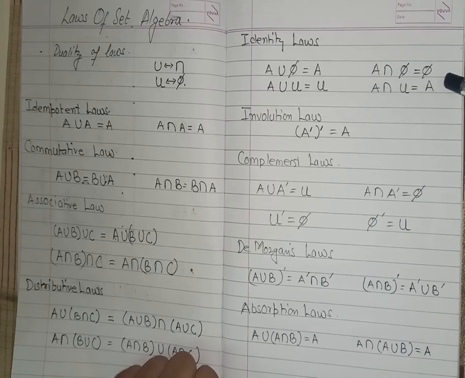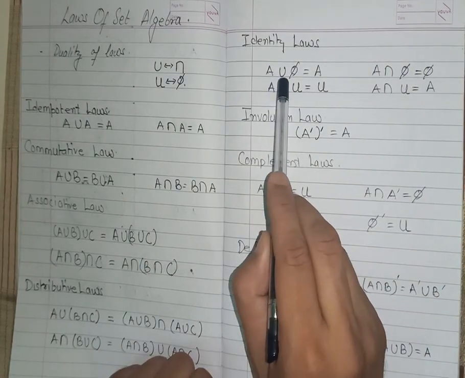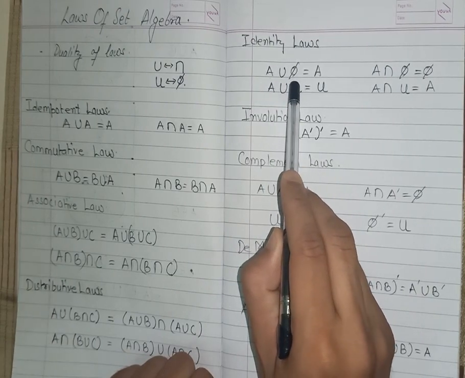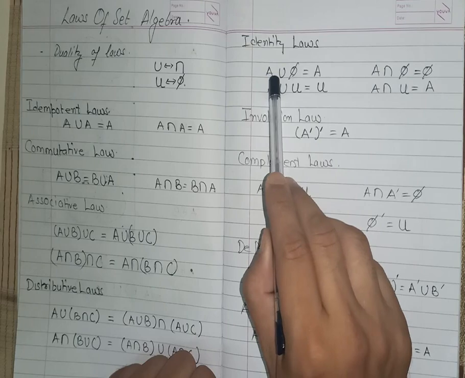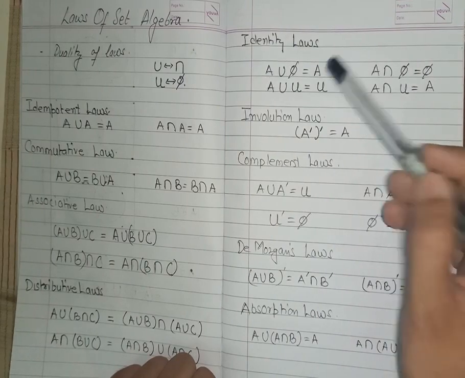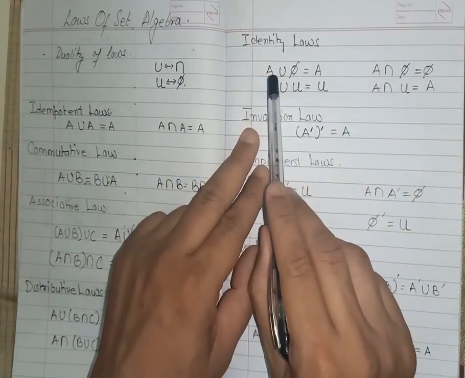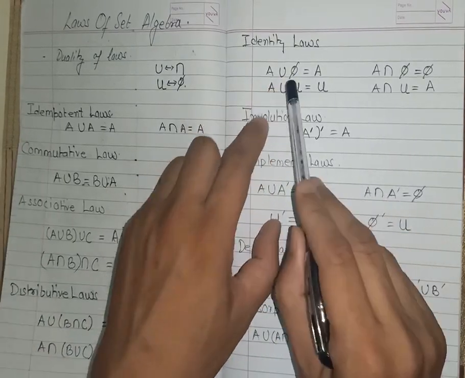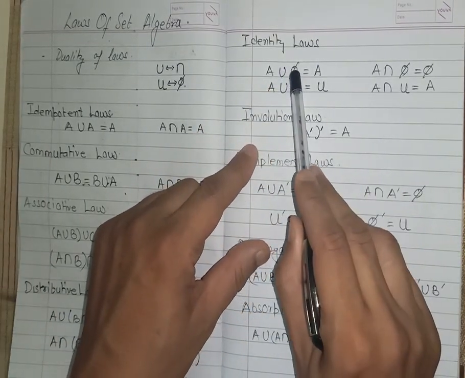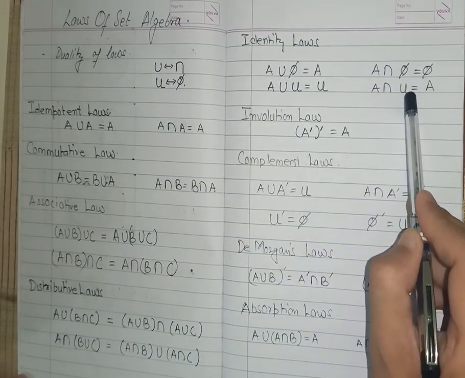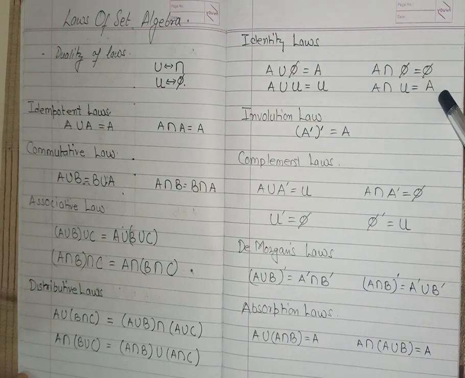Identity laws. A union null set: the union of a set with the null set. Just think over it. A is a given set and the null set does not contain any elements. So obviously the union of these two is going to be the set itself. Right? So what will be the dual of this law? A intersection phi will be replaced by the universal set. So A intersection universal set is equal to A.